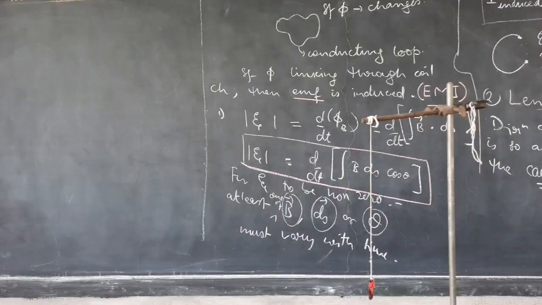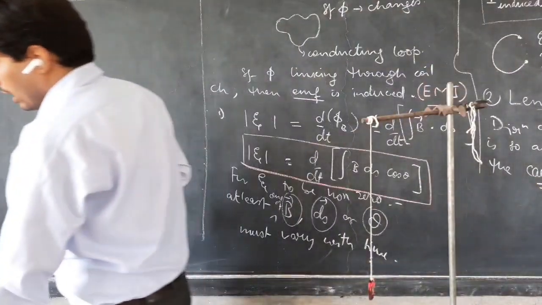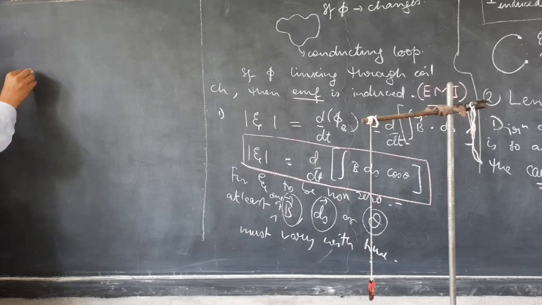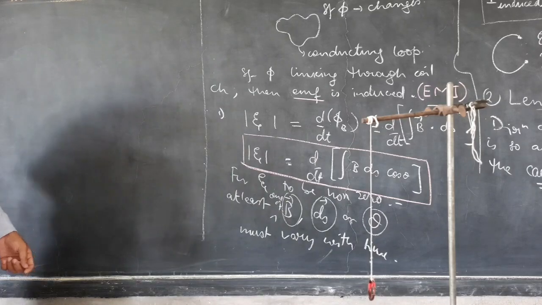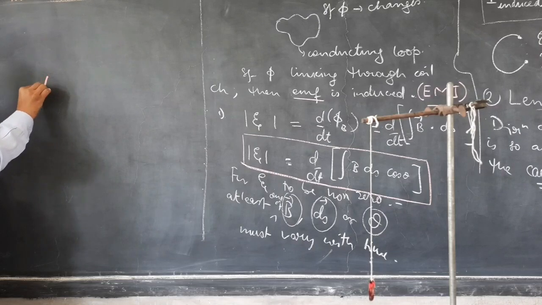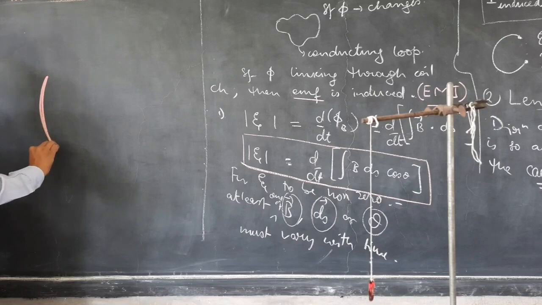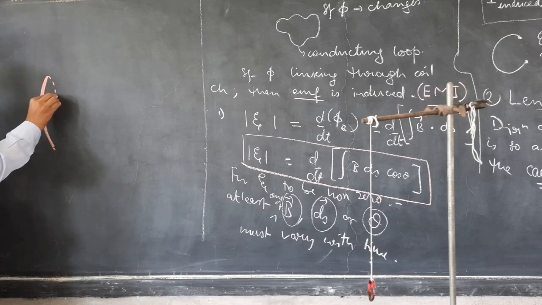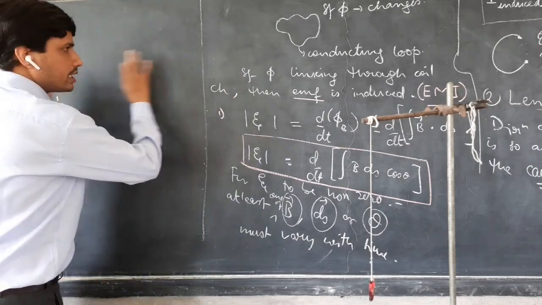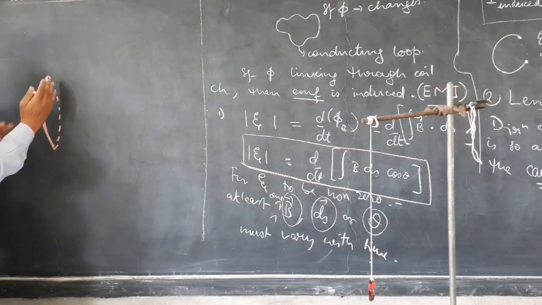Okay. Now, before concluding today's class, let me discuss one more activity on Lenz's law. Suppose you have a coil of wire like so. This coil of wire, its plane is perpendicular to the plane of the board. So plane of board is like this. The plane of this coil is like so.